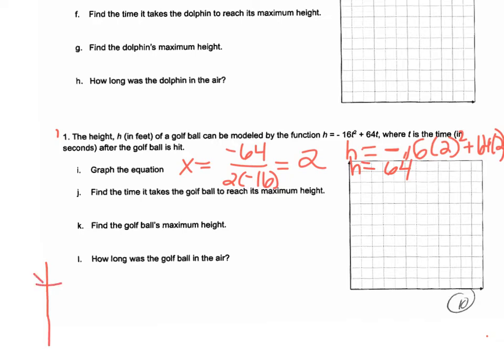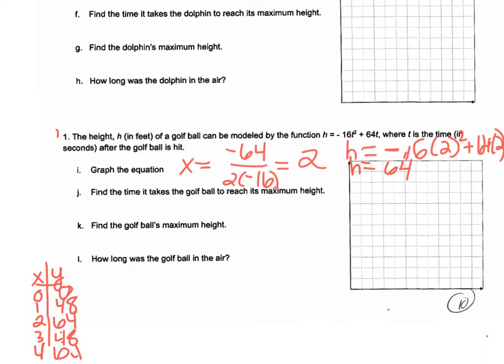With these word problems, I think it's easier to just make a table to graph them. So I'm going to put 2 in the middle, and I'm going to go 2 above and 2 below. 64 goes in the middle, and I'm going to plug 1 in for t. -16 times 1 squared is -16, plus 64 times 1 is 48. Then if I plug in 0, I get -16 times 0 squared plus 64 times 0, which gives me 0. And I'll mirror those onto the other side.